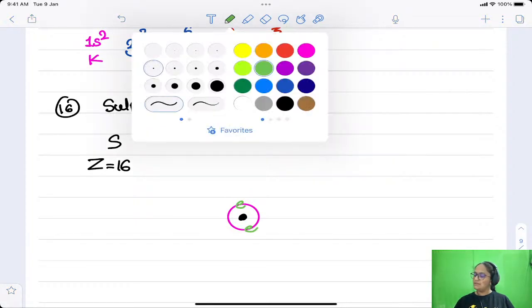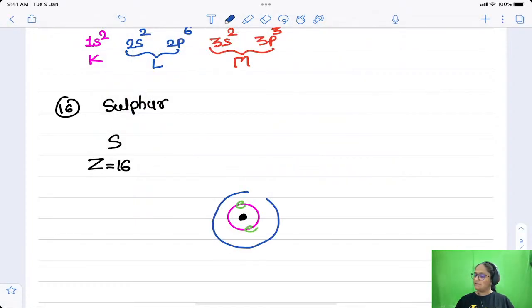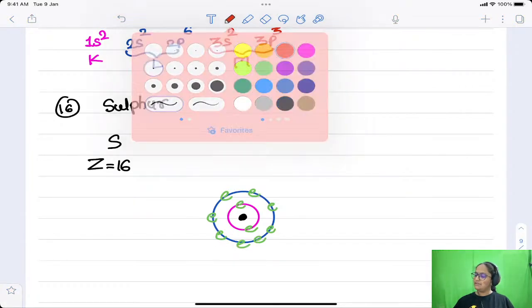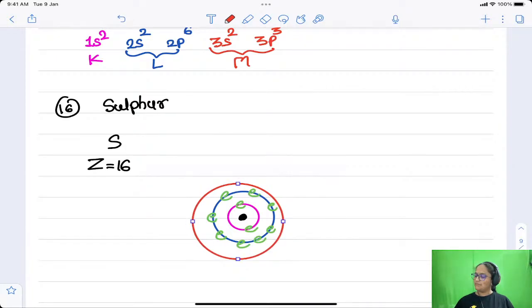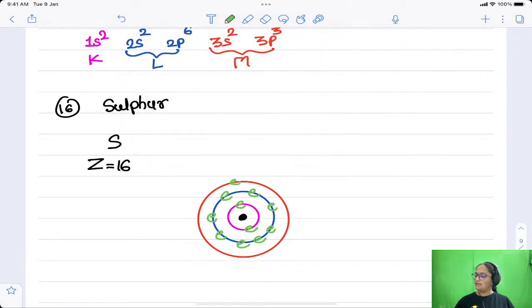And next one is the L shell, in which again there will be 8 electrons, 1 2 3 4 5 6 7 and 8. Then the next, third one is the M shell, in which the remaining 6 electrons will be there, right? 1 2 3 4 5 and 6.